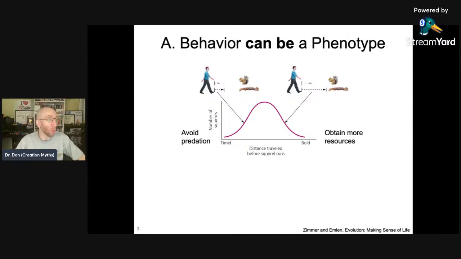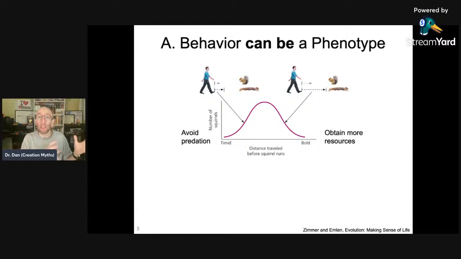If you are very timid, then you're going to do a better job avoiding predation, but you're not going to accumulate as many resources because you're just not willing to venture as far to get them. On the other side of things, if you are very adventurous and exploratory, then you're going to obtain resources more readily. But it's also a more dangerous way to go about your life. You might get eaten more frequently.